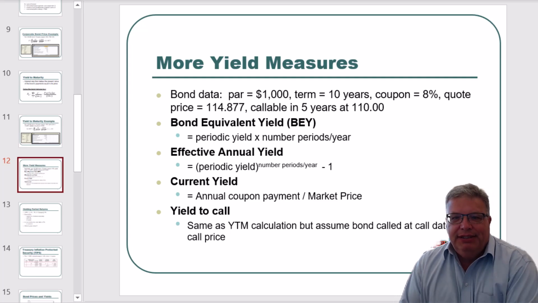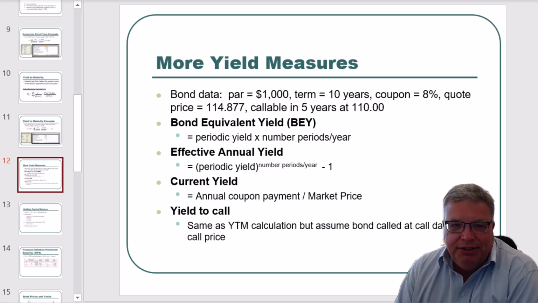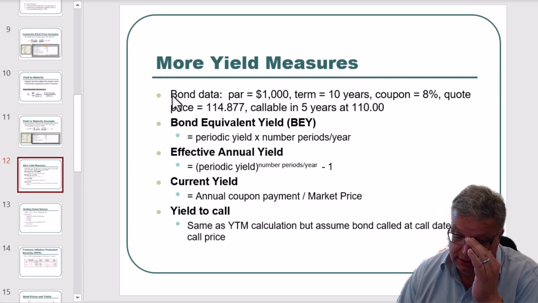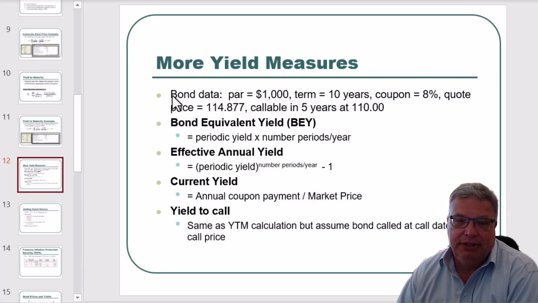All right, so let's take a look at some other measures of yield. It's not just yield to maturity. So on this slide, here's the data we're given, and this is the exact same bond that we've been looking at in the one previous video. We've got a par value of 1,000. It's a 10-year bond, 8% coupon.